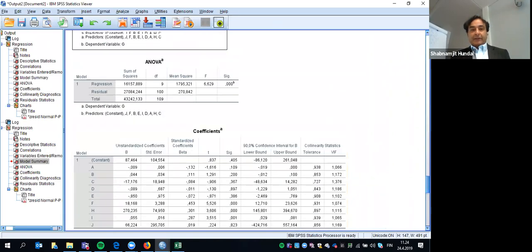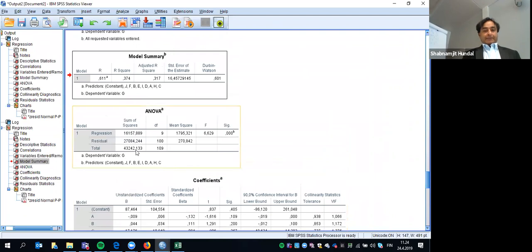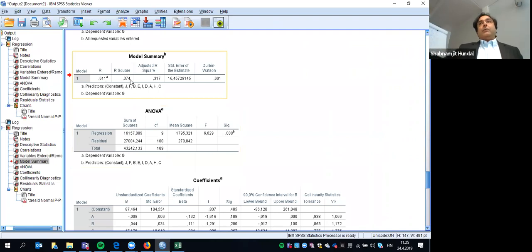And then the question is, what is the total variation in your dependent variable? Well, the total variation is this. The question is, how much is explained by A, B, C, D, and others? Well, this is this, and when you divide this by this, it comes out as R square. It means that 37.4% of the variation is explained by all these independent variables. 63% lies somewhere else. We don't worry about that. We don't have to change the world in one research. We can never do that, and we shouldn't even think about it.